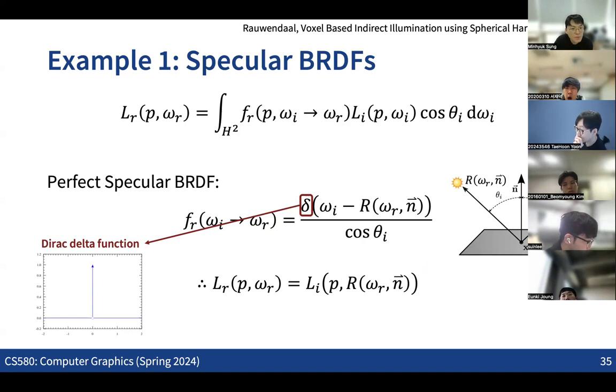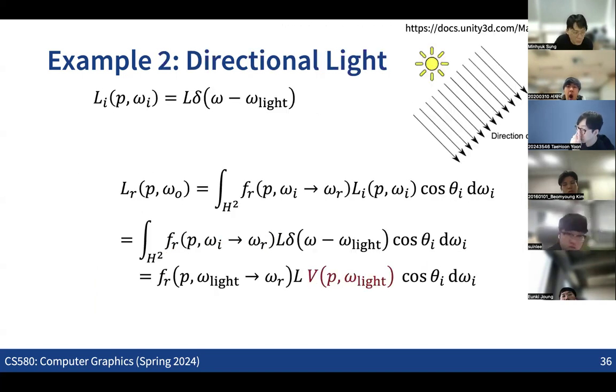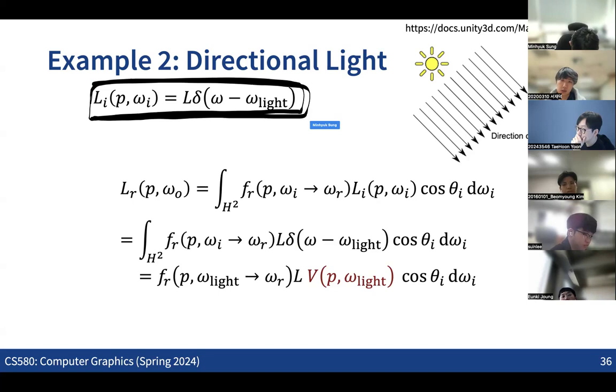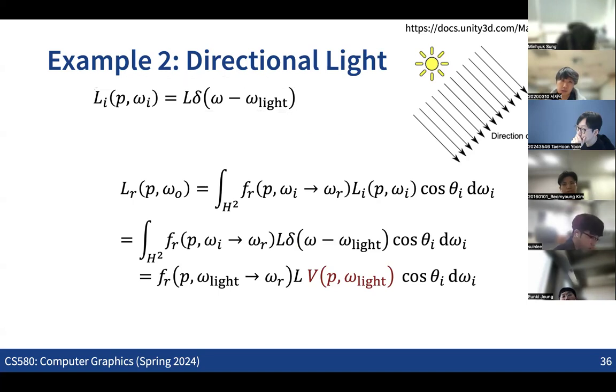The other special case might be when we have a directional light. For example, when we assume that the light source is very far from the point where we are calculating the reflection, like the sunlight. In those cases, we can see that the incoming radiance is defined like this. It is the case where we have incoming radiance only when the incoming direction is the same as the light direction.